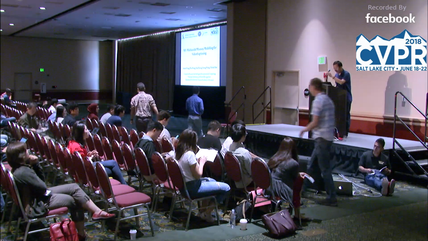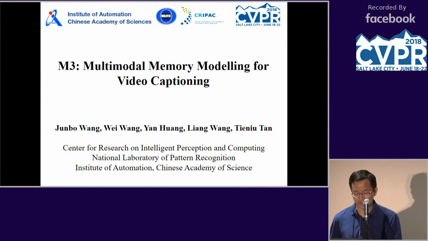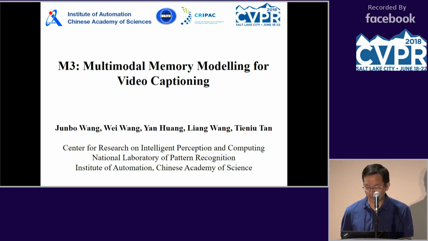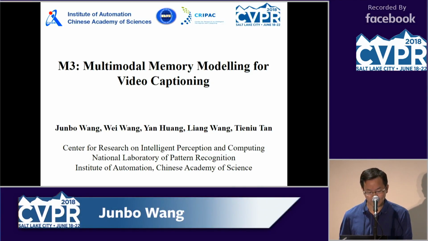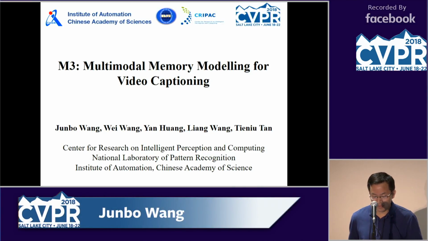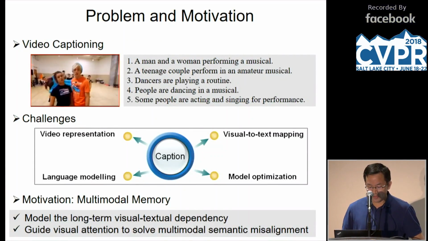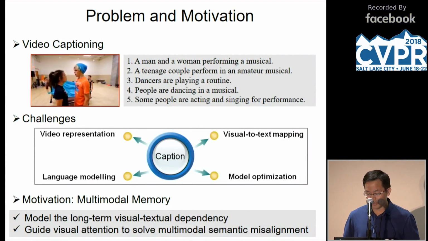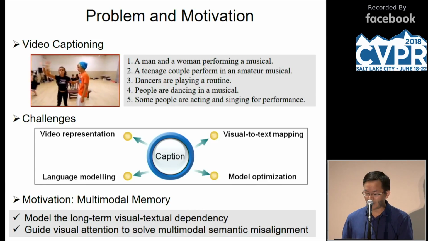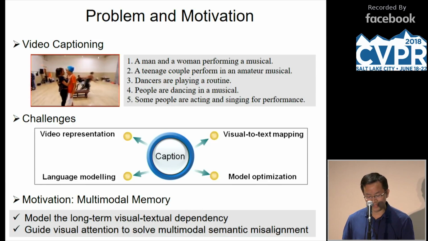Good morning, everyone. I'm Wei-Chih from National Lab of Pattern Recognition in Institute of Automation, Chinese Academy of Science. Inspired by recent neural memory models, for example, neural Turing machine, we propose a multimodal memory for video captioning. As we know, the task of video captioning is to automatically generate a natural sentence to describe an input video clip. There are 4 main challenges for video captioning.